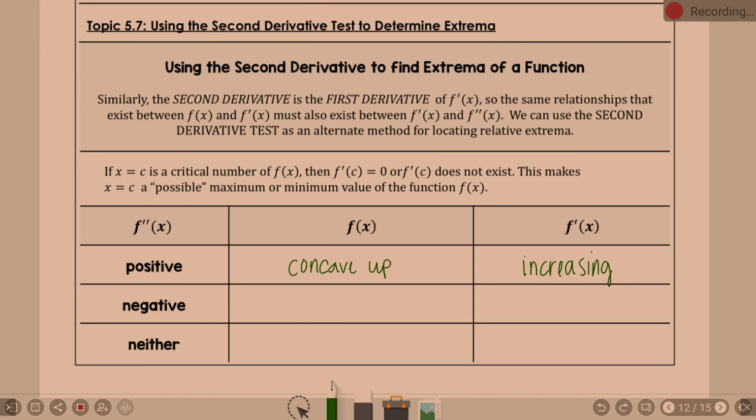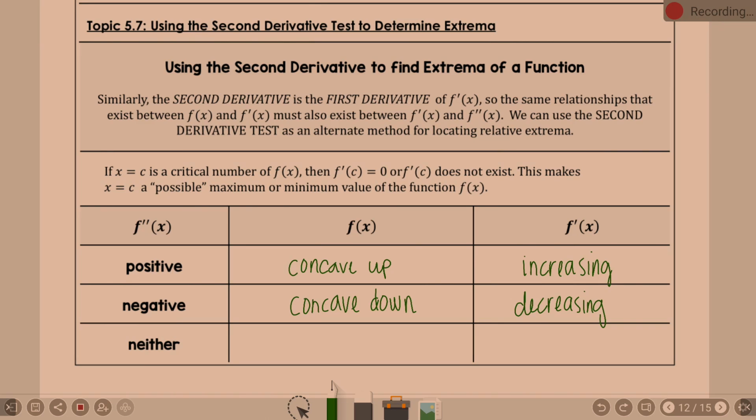If my second derivative is negative, f is concave down, and the first derivative is decreasing. I'm guessing that. Zero, I would say inflection.